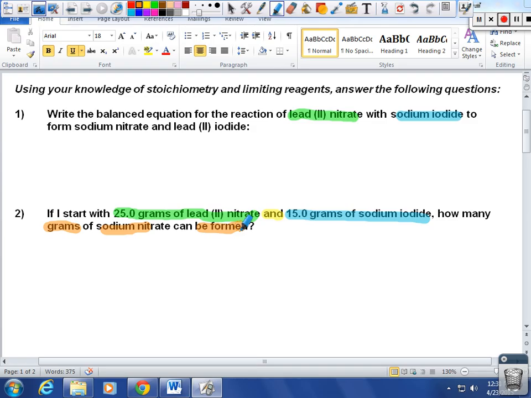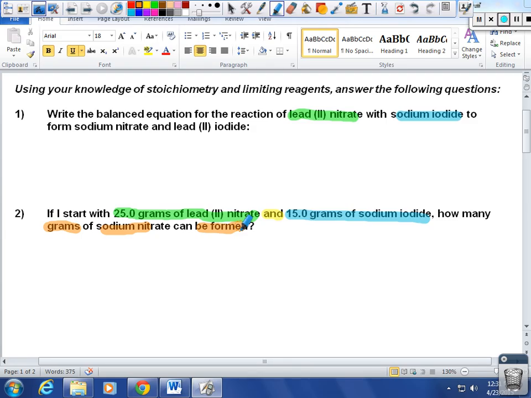Hold on before you answer that. Here's the answer I get every single year. I always get 15 grams of sodium iodide because it's less. Plausible. I can see your thought process of why that makes sense. Well, you have less grams of sodium iodide, so you don't have enough of it to go around. Understandable, but here's the problem with that.